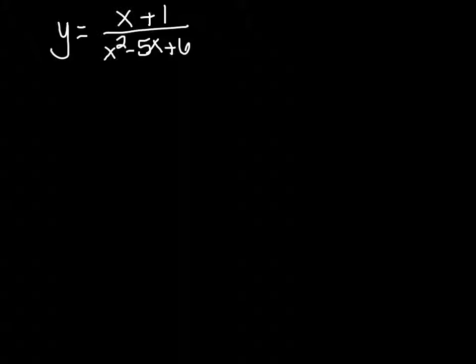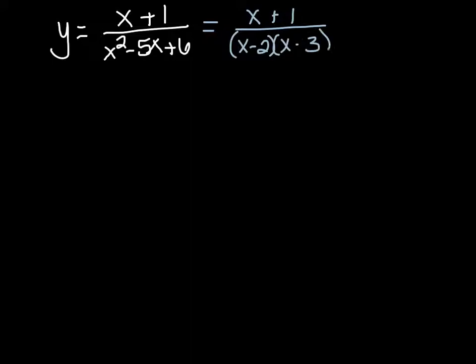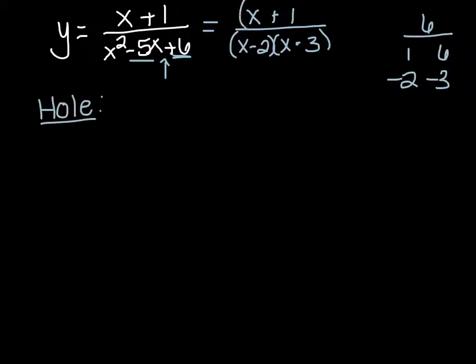Next example. I'm going to start by doing the same thing. I'm going to factor the bottom, and when I factor the bottom, I get x minus 2 and x minus 3. If you don't remember how to factor, it's multiples of 6, 1 and 6, 2 and 3, and I read it backwards, that add to give me a negative 5. So let's start with a hole in our graph. I'm looking for a common factor top and bottom, and since I don't have a common factor, I have no holes.